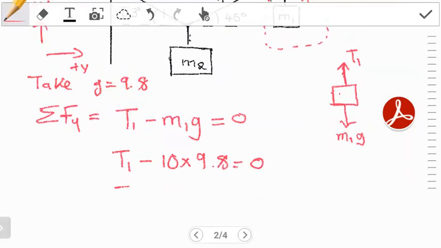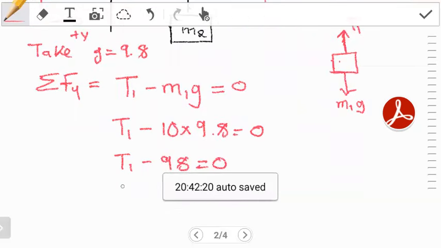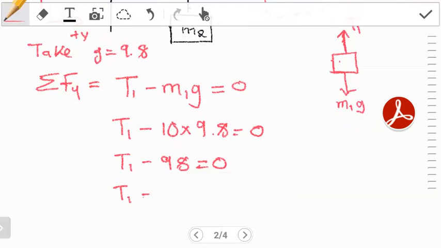So hence T1 is equal to, we can actually evaluate this before we move it to the other side. So this is going to be 98 equals 0. So you can conclude that T1 is equal to 98. Since this T1 is a force, the units here, I hope you guys know, are Newtons. Okay, so we found one value that the question was asking us to find. Let's start hunting for the other ones.